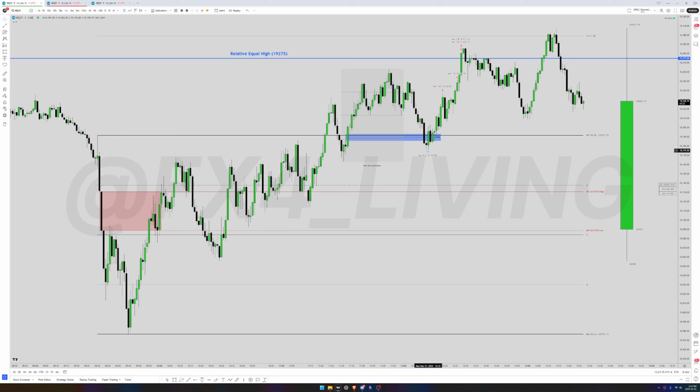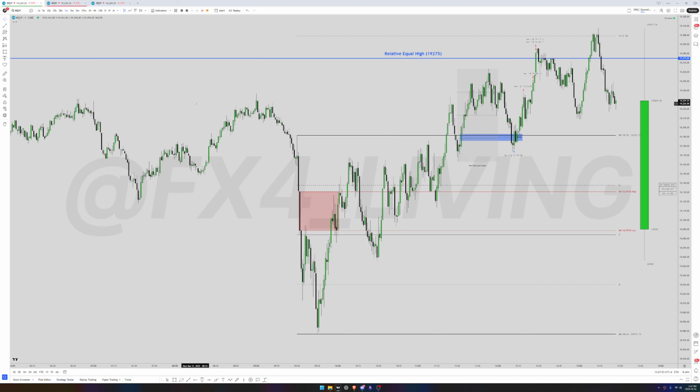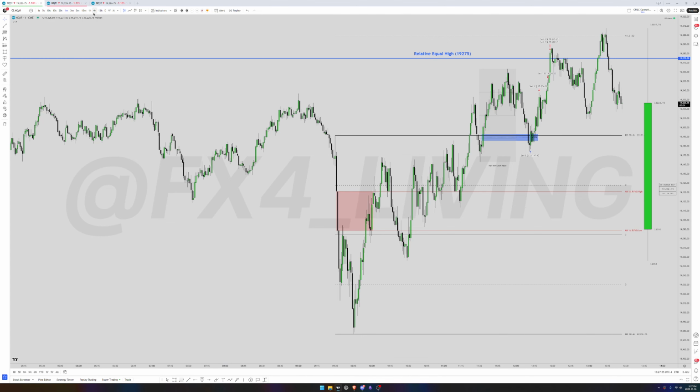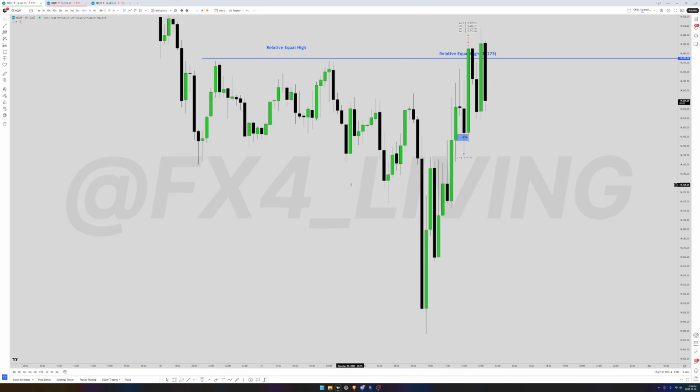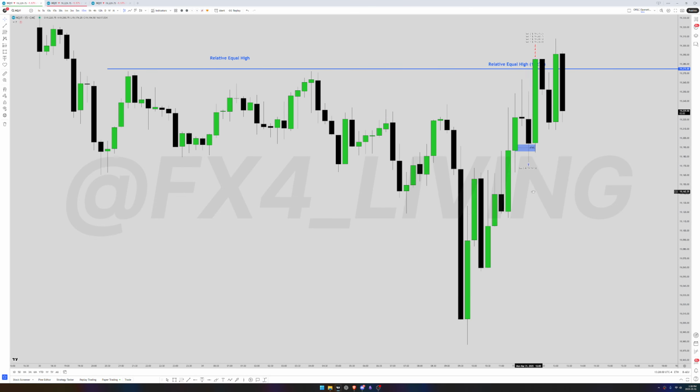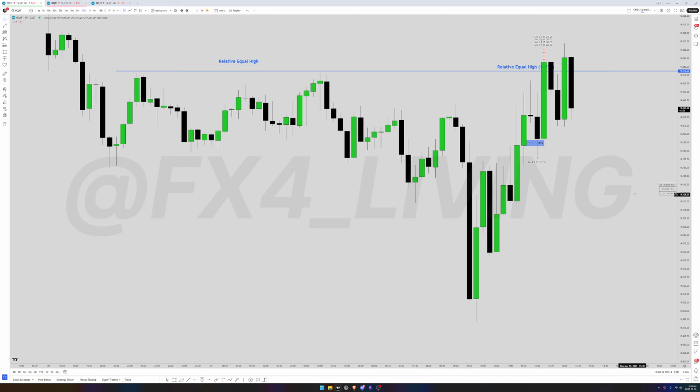This is basically the trade I took this morning. I wanted to touch a little bit on that too. The goal of that trade specifically was the last stage of the market maker buy model, the one that I basically have in my mind. If we look on the 15-minute chart, obviously the tool's gonna be deleted, right? But you see right here, relative equal high.